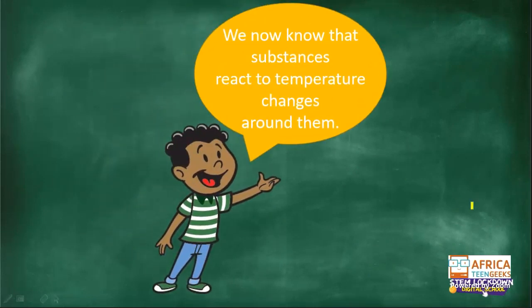This is my friend Vusi, and Vusi says, we now know that substances react to temperature changes around them. Have you noticed that yesterday as well? In the story we read, the melting and the freezing all had to do with temperatures around it. It's the same here. So substances react to temperatures that change around them.